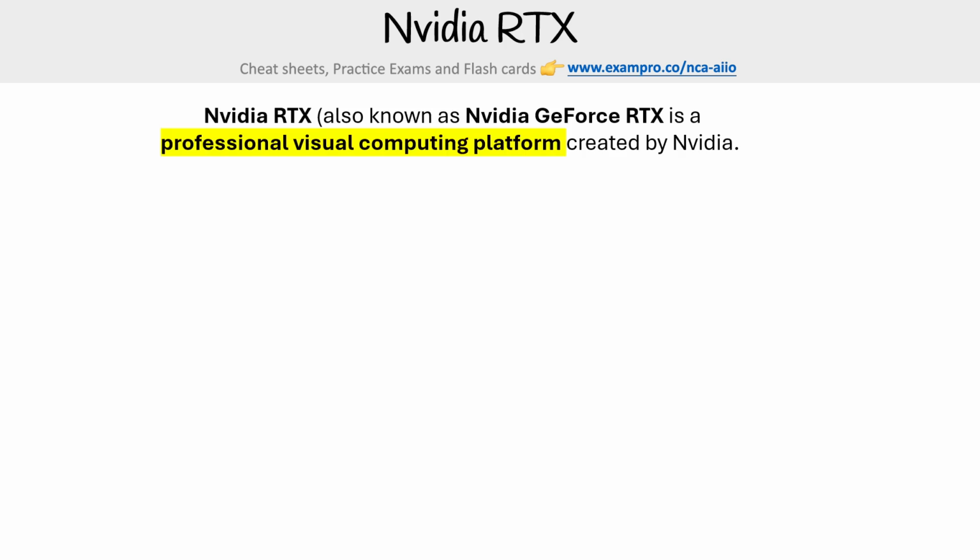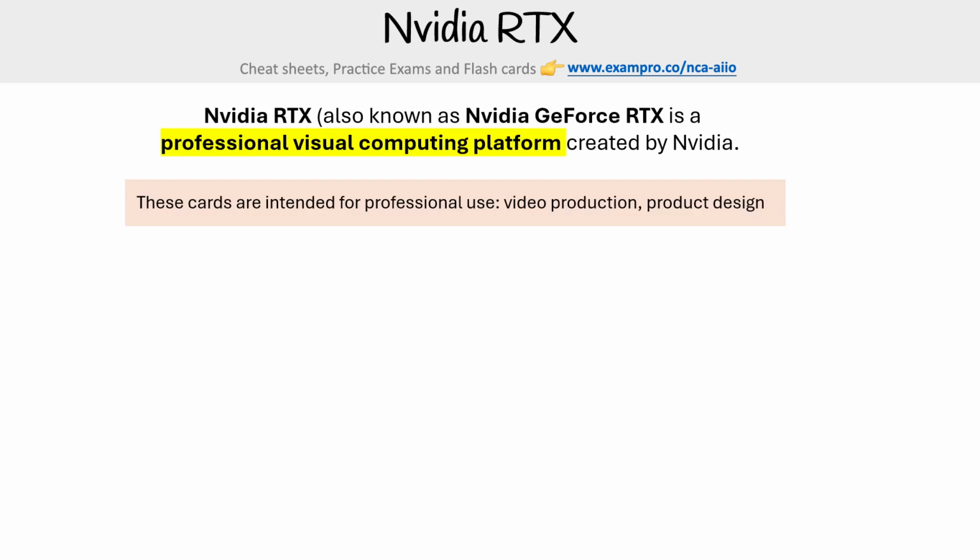So let's talk about NVIDIA RTX, also known as NVIDIA GeForce RTX. It's a professional visual computing platform created by NVIDIA. So NVIDIA, they've had the GeForce series, maybe like GTX and things like that. So this RTX one is focused for professionals, not just gamers. And these cards are intended for professional use, like video production, product design, I don't know, something some math folks would do. You can still play video games on them, but they're really intended for professionals, okay?